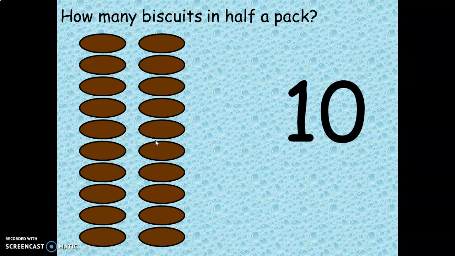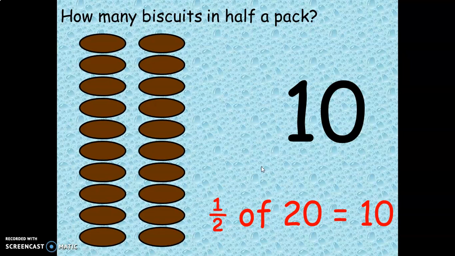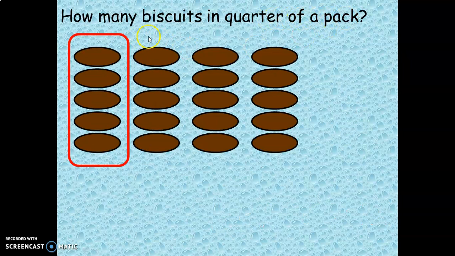Correct, you are right. It is 10, meaning that half of 20 equals 10. Now, how many biscuits are in a quarter of a pack? Now you are sharing the biscuits between the four of you: you, your brother, your sister, and another. How will you share 20 biscuits? You start by giving each one, one by one, up to 20.